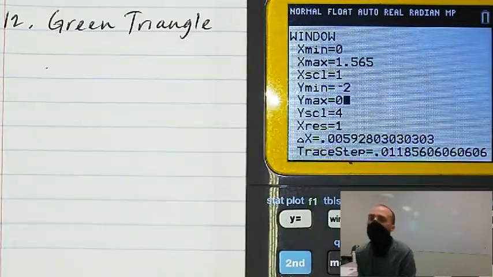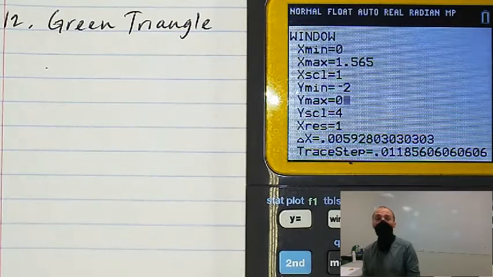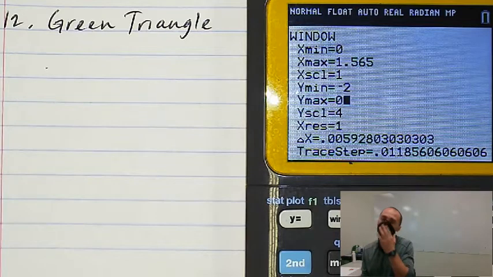There are 4 things that you need to be able to do with the calculator. You need to be able to run a numeric integral. You need to be able to take a numeric derivative. You need to be able to solve an equation, which is something we did quite a while ago. And then you need to be able to graph a function on an arbitrary viewing window. And that's what I'm showing you how to do, is manipulate the window.